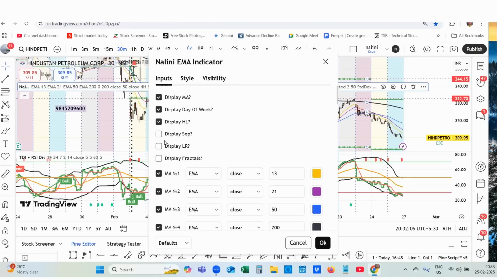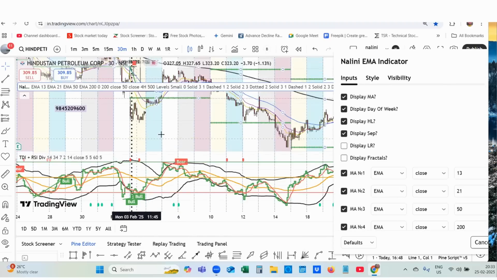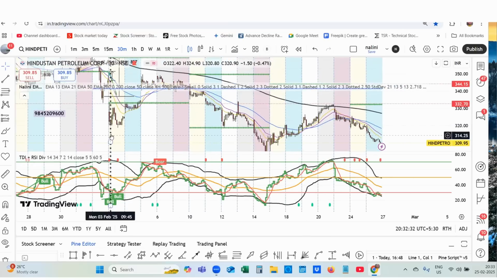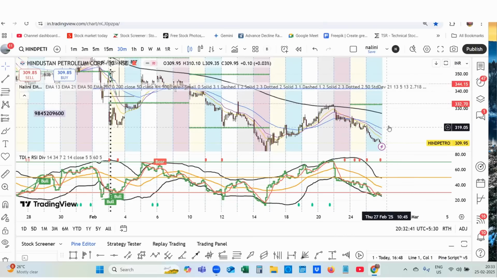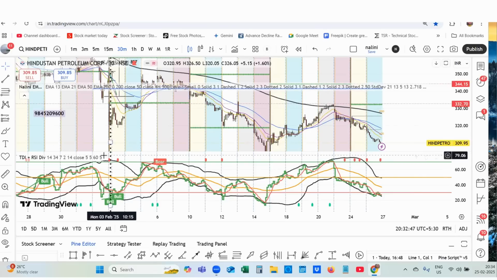And display separator is also there. If you are using display day of the week, you need not use the display separator. Display separator, if I enable it, I'm enabling it now. It's not acting now; it takes time. Yeah, if I enable this, it separates the week, every week actually, with a black line. It is still loading, so it takes time. It has been coded for Monday, Tuesday, Wednesday. You can see the separators clearly over here.